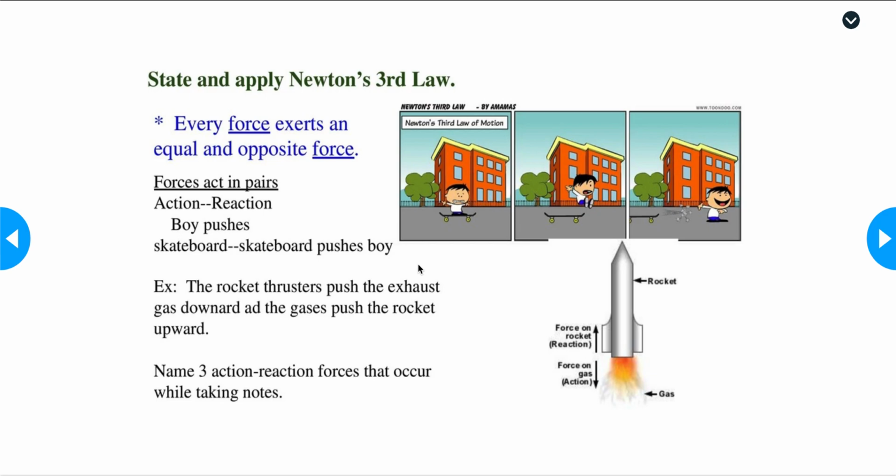So, that's a pretty straightforward one. Let's look at another, a rocket. So, the rocket thrusters push the exhaust gas downwards, and those gases then push the rocket upwards. And so the action is the thrusters pushing that gas downwards, and then the reaction is that the gas pushes the rocket upwards. So action, reaction. As you're taking notes, try to name at least three action reaction forces in your notes.